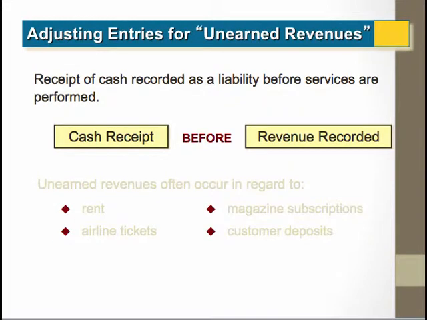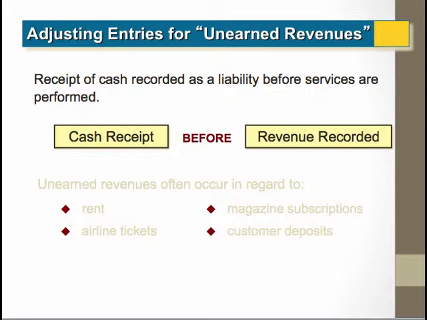Another type of adjustment that we've been talking about has to do with unearned revenues or deferred revenues. Typically, unearned revenues occur when we've received cash in advance but we haven't earned the revenue yet. An example would be where we get a deposit from a customer. When we receive that deposit, we've received the cash but we haven't done the work yet, and since we haven't done the work yet, we haven't earned the revenue.